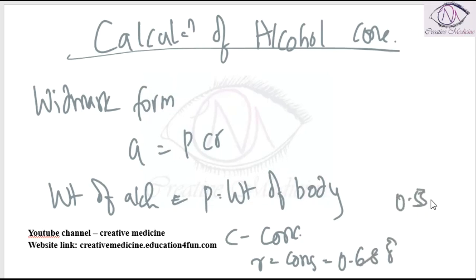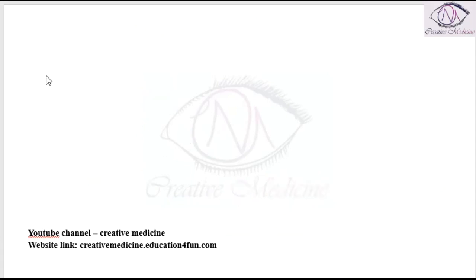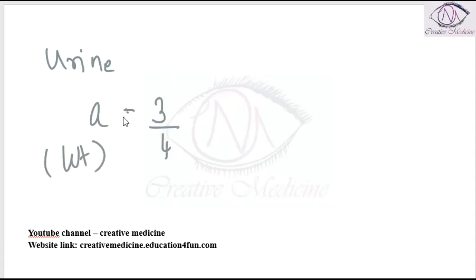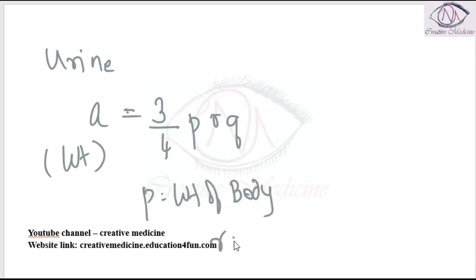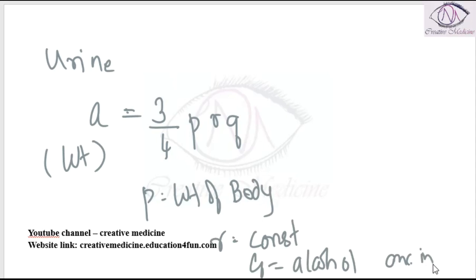This is for blood. And for urine, weight of alcohol in grams, that is A, is given as A = 3/4 of PRQ. Here P is weight of body in kgs, R is constant, Q is alcohol concentration in the urine. So this will give us the concentration or weight of alcohol which is consumed in grams.